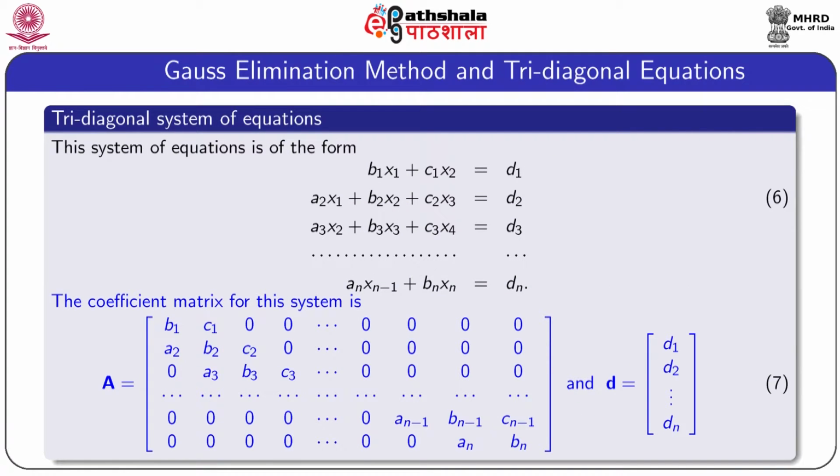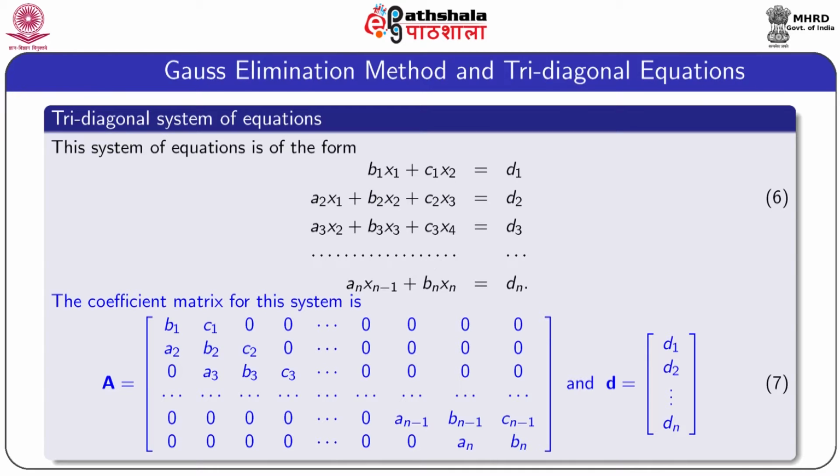And the coefficient matrix for this system is this one. Note that the matrix A has a special property. The first row contains 2 elements, the second row contains 3 elements, in the first column, second column, and third column. The third row contains 3 elements, in the second, third, and fourth columns, and so on. The last row contains only 2 elements, a_n and b_n, and the last but one row contains 3 elements, a_(n-1), b_(n-1), and c_(n-1).